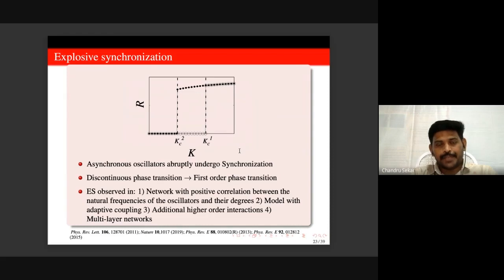the phenomenon of explosive synchronization, where asynchronized oscillators abruptly undergo synchronization in complex systems, is often observed in brain activities during anesthesia-induced unconsciousness, Parkinson's disease, and so on. This type of discontinuous phase transition is called a first order phase transition. This type of first order phase transition is also observed in the Kuramoto model with a non-trivial extension.